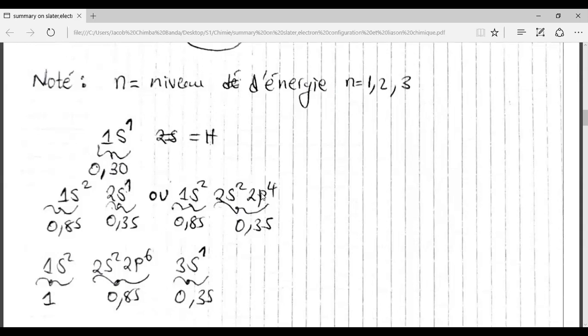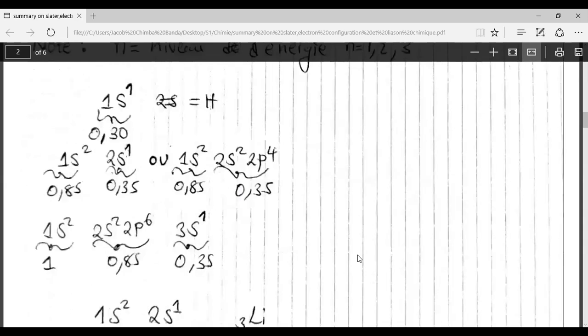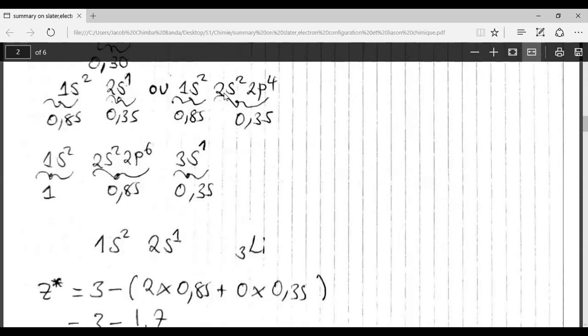Basically, that's how it is when you're writing a configuration. When you start with S, just assume you have started another shell. So 1s2 will be 0.85, 2s2 will be 0.35. If you have seen here, the two are the same shell. That's why you are seeing 0.35, 0.35, just the same.